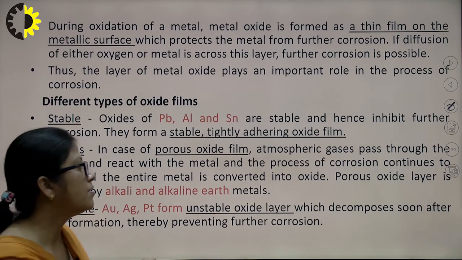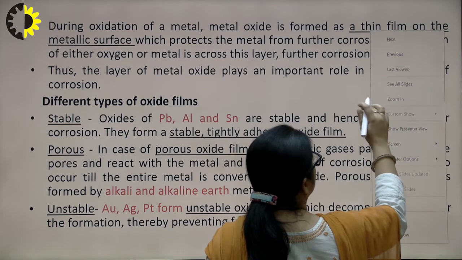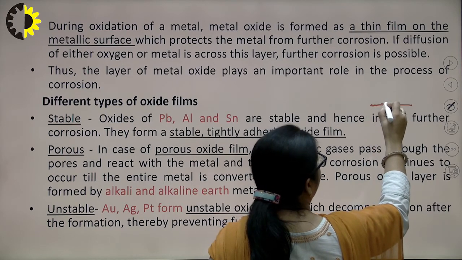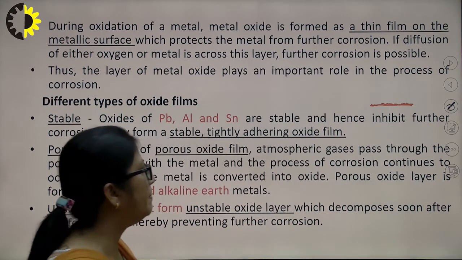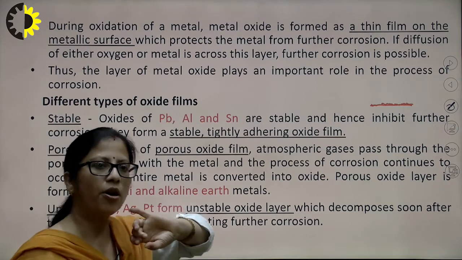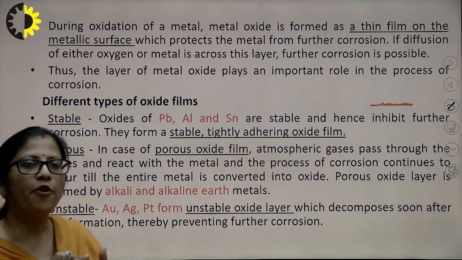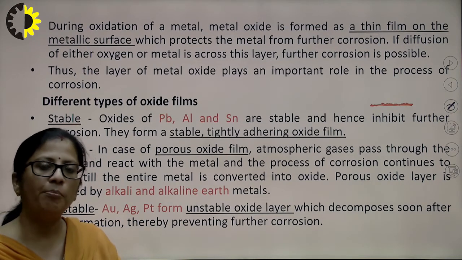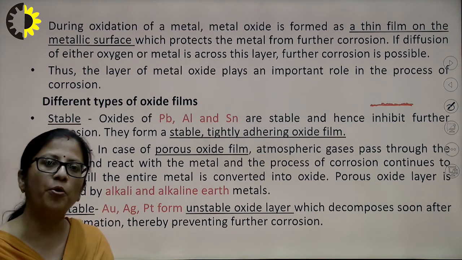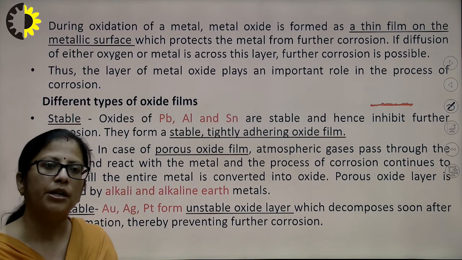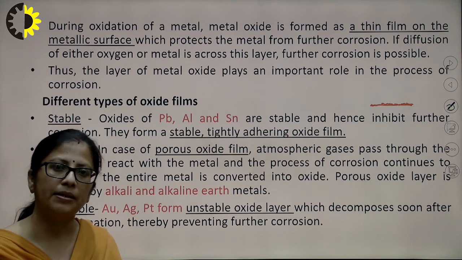metallic surface. Suppose this is the metal surface, the oxide film that is formed is tightly adhering to the surface of the metal. Now this stable oxide film will inhibit further corrosion because it forms a barrier between the pure metal and the atmospheric oxygen. So the pure metal is not exposed directly to the atmosphere. Therefore this metal oxide layer is going to protect the metal.